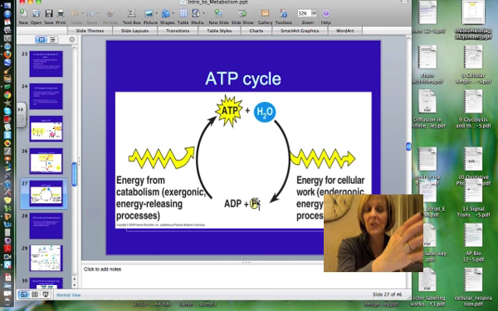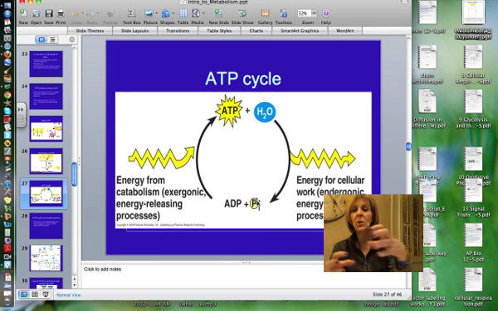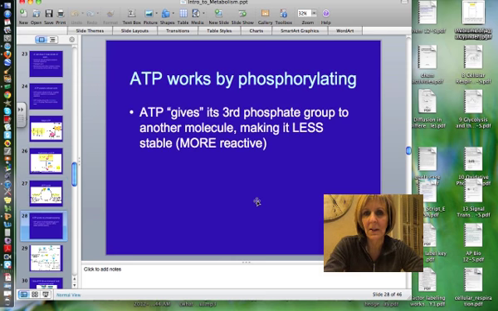I've got more potential energy in the ATP molecule. I use hydrolysis to break that, and the energy that is released from that bond is then used to do work for the cell. It's kind of an intermediary, so it's going to be running an endergonic process or doing something else that the cell needs to do. The way that ATP works is it usually works by phosphorylating.